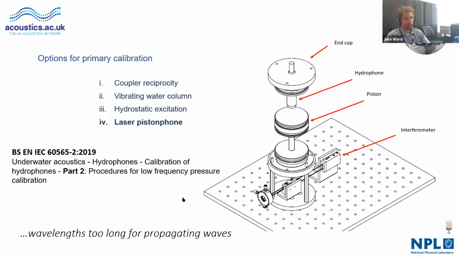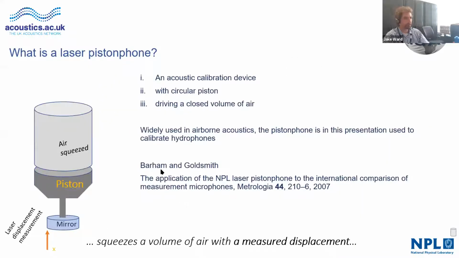We're doing this because the wavelengths in water are just too long at 1 hertz. We're talking about a 1.5 kilometer wavelength, and we don't have test tanks that big. I suppose we have the major oceans, but it's not easy to control that environment. So the laser piston phone works by squeezing some air, and we measure the displacement of the piston from the back using the wavelength of laser light.